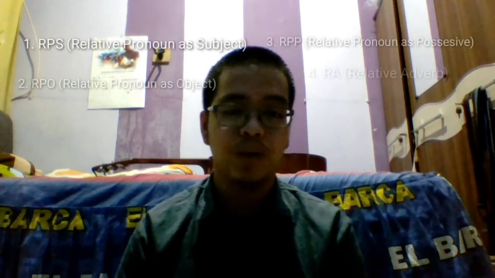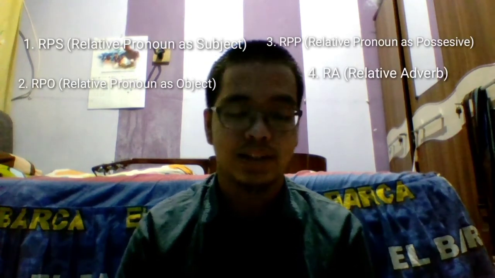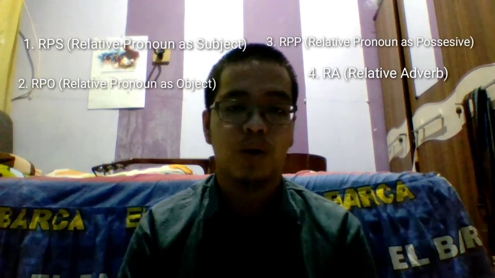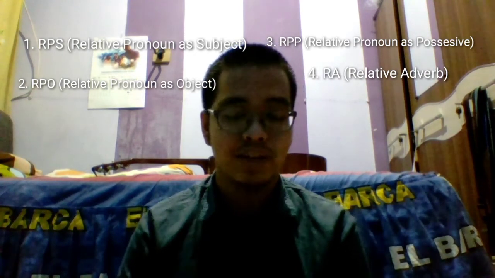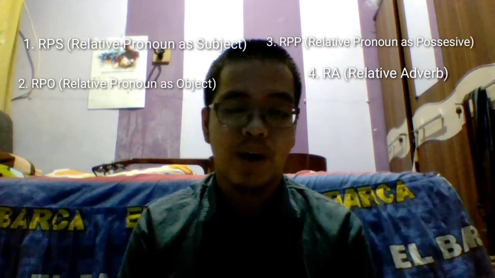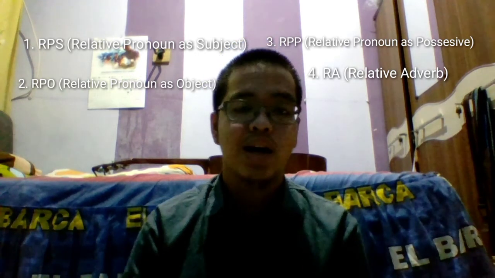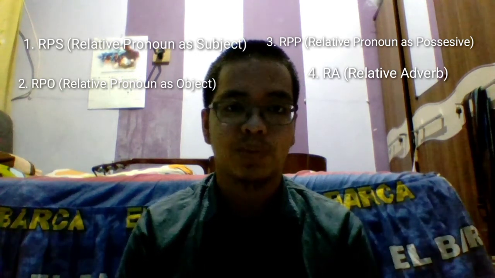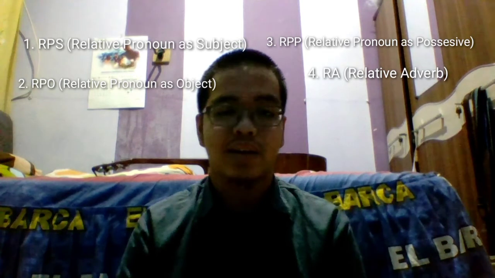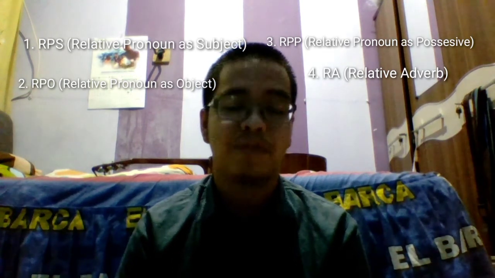Let's go into the main material. Our material, the adjective clause, consists of four sub-materials, each of which will be explained by my friends. First, we have RPS, or relative pronoun as subject. Second, we have relative pronoun as object, or RPO. Third, we have relative pronoun as possessive, or RPP. And the last, we have relative adverb, or RA. Okay, let's go into the first sub-material.